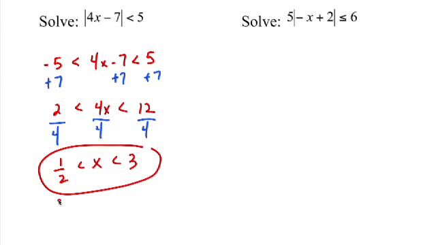So, plugging in 1 in the original problem, you get |4 times 1, take away 7| is less than 5. Well, 4 times 1 is 4, and 4 minus 7 is -3. Is the absolute value of -3 less than 5? Yes, it is. The absolute value of -3 is 3, and 3 is less than 5. So again, as Jerry said, this is not a foolproof method of checking, but it's a pretty good hint.